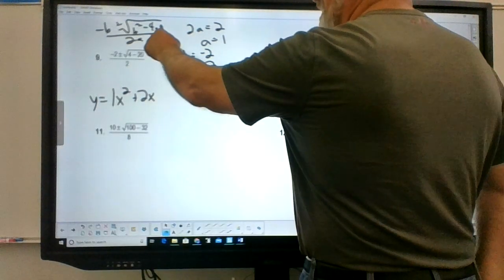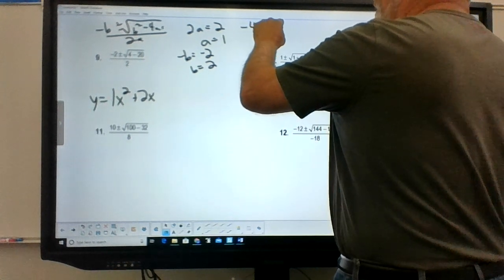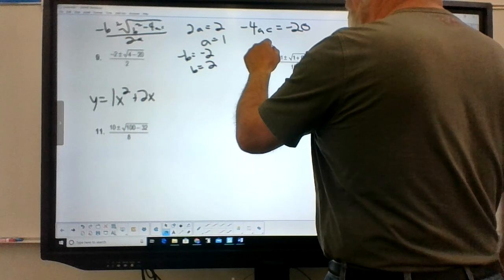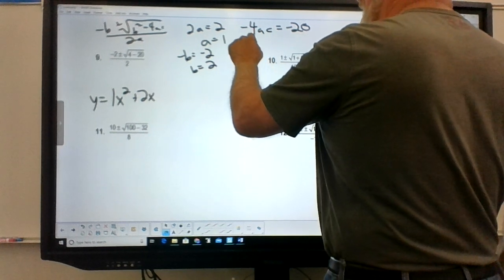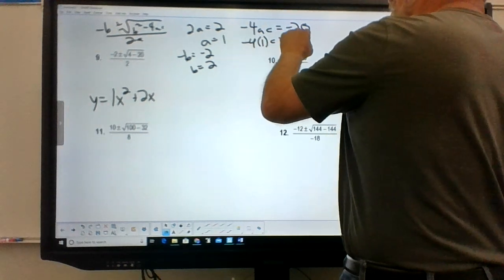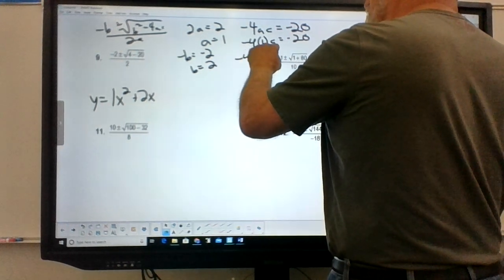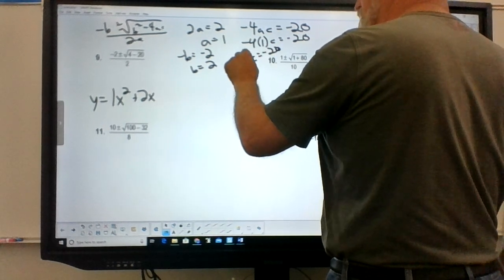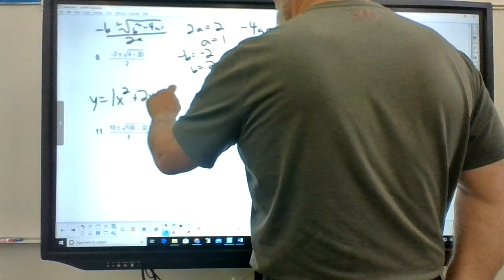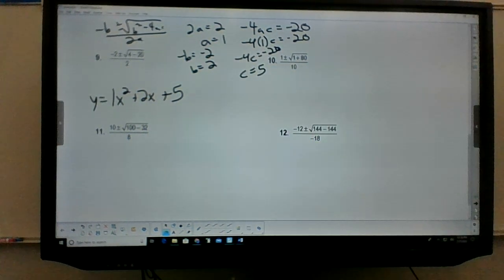And the last piece, the only place we have c is the negative 4ac. So negative 4ac equals negative 20. And we know a is 1. So negative 4 times 1 times c equals negative 20, or negative 4c equals negative 20, which means c must be, when I divide both sides by negative 4, c must be 5. And look at there, I just found my equation that fits that piece.